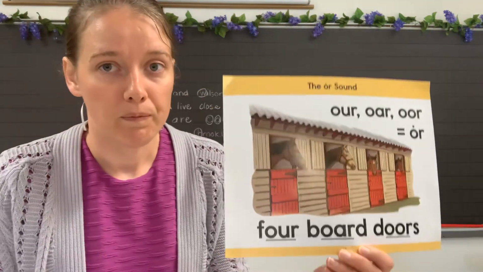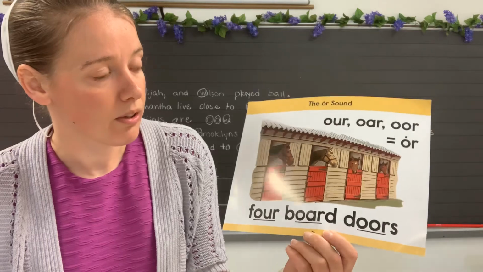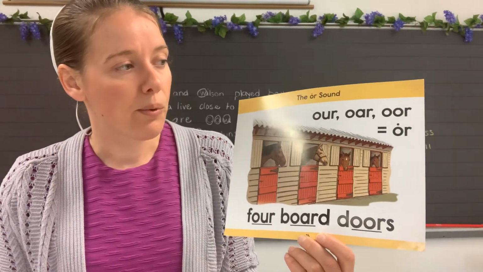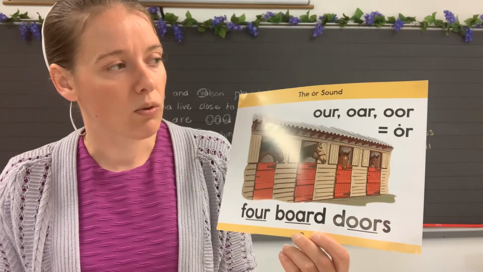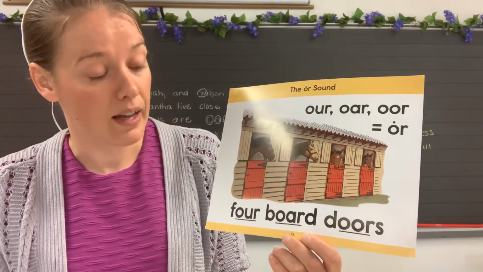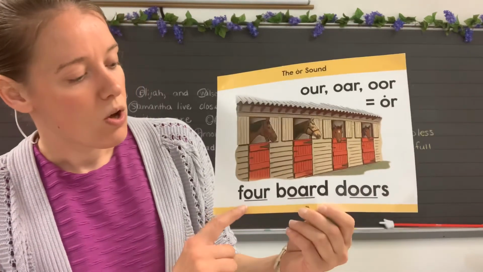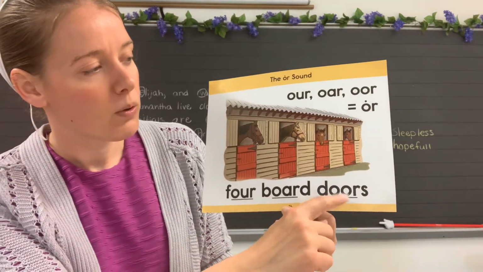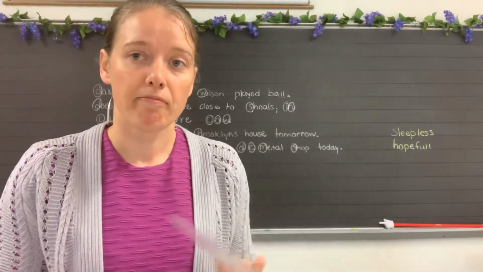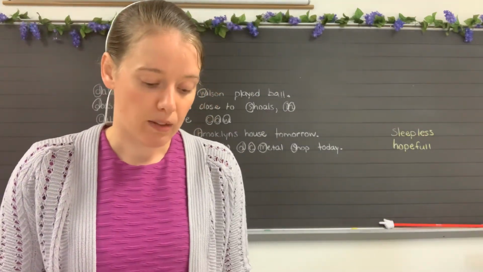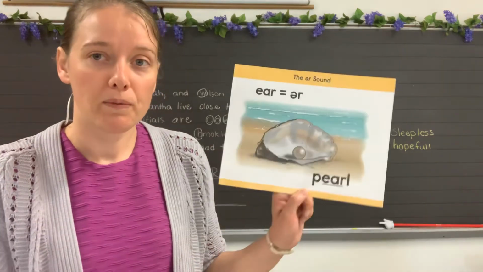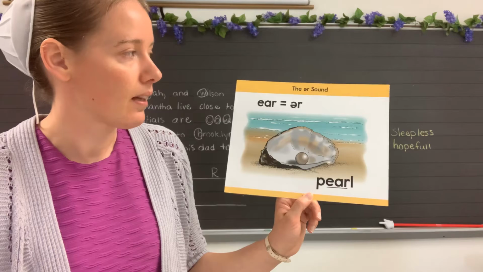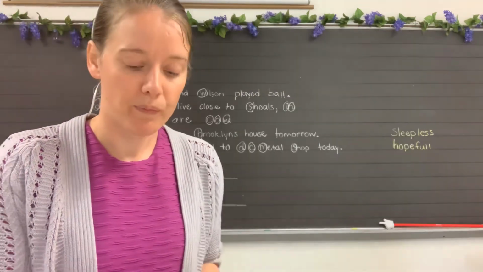We have the "or" sound, and you can spell it O-U-R, says "or", O-A-R says "or", and O-O-R, and that says "or" too. And so O-U-R as in for, O-A-R as in board, O-O-R as in doors. Okay, and then we have a pearl. Remember the pearl? So E-A-R can say "er" as in pearl.